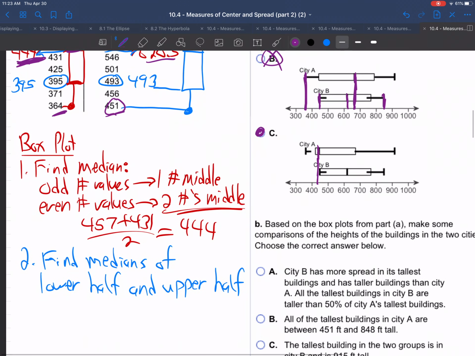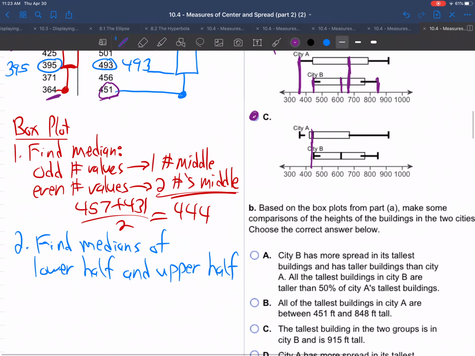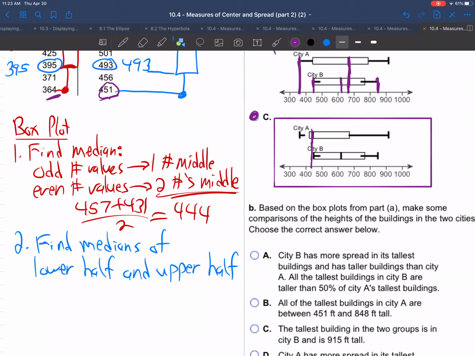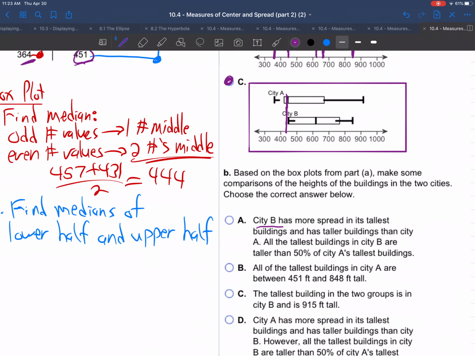Now, let's go on to what they said in here. Based on the box plots from part A, so this correct box plot specifically, based on that one, make some comparisons of the heights of the buildings in the two cities. All right, city B has more spread. No, well, it's already wrong. City A has a bigger spread, right? City A goes from way down here to way up there, bigger spread. So, no.